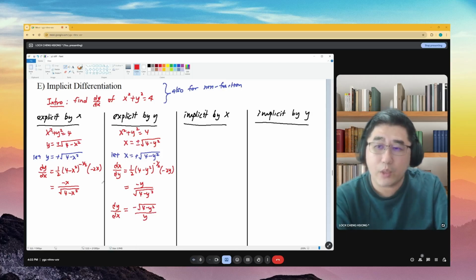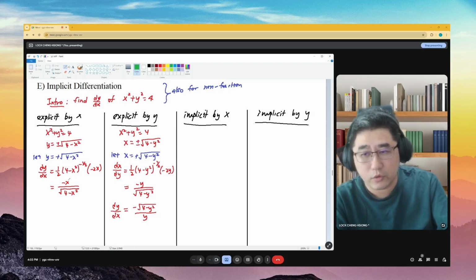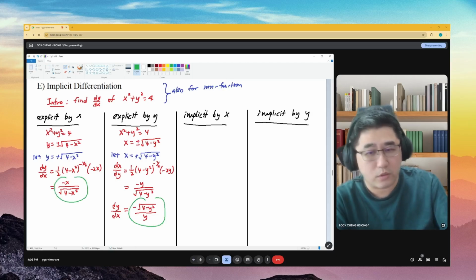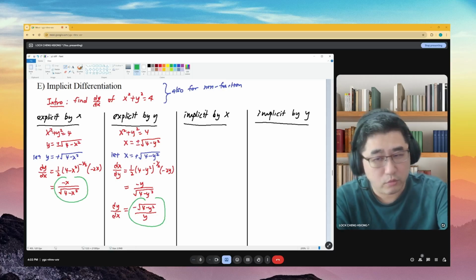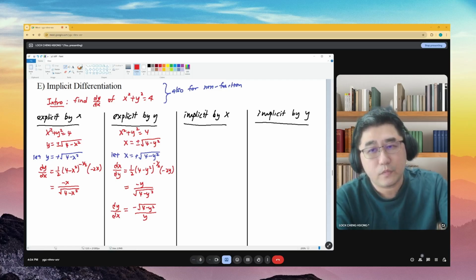There's one problem. I got the first column and the second column, both dy/dx, but they are totally different. You can see this is in the x form, this is in the y form. Never mind, let's leave it like that first. Let's continue with the other two columns.